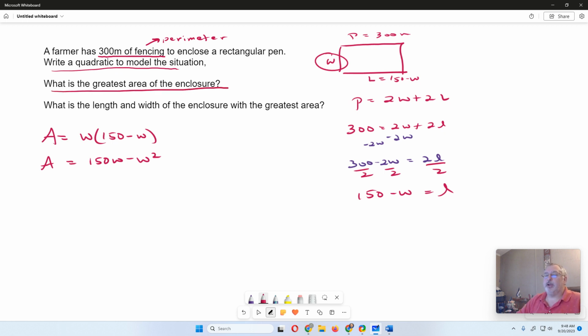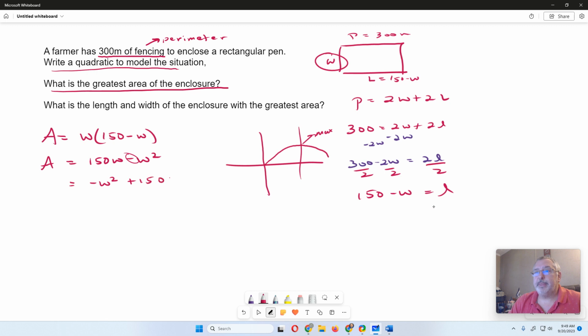Okay, so let's talk about quadratics. Quadratics form these parabolas where it goes up and then comes back down in a symmetric pattern, with the vertex being the max in this situation. Now, why is it curved like that? Because that's negative right there. That's going to curve it. So what I know is that the vertex is going to represent the max height. So I'm going to rearrange this a little bit: negative w squared plus 150w.